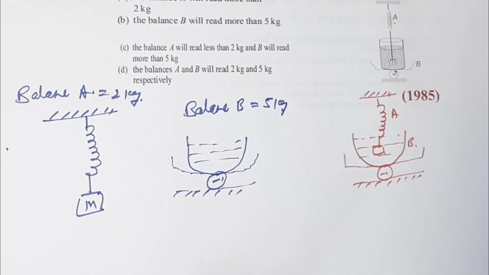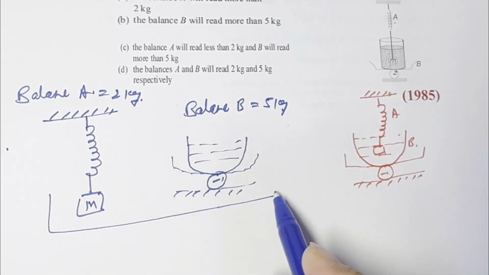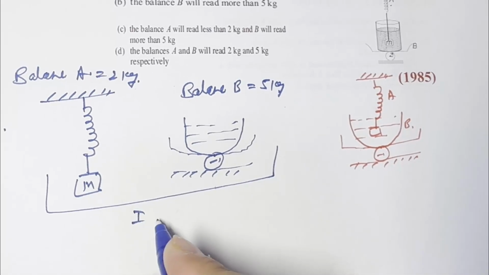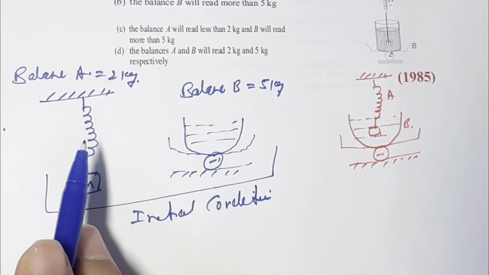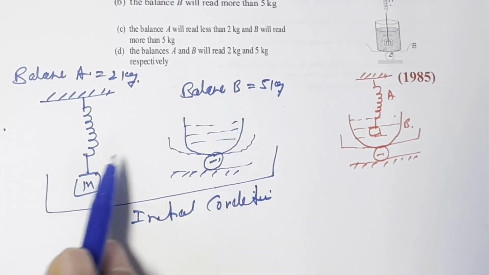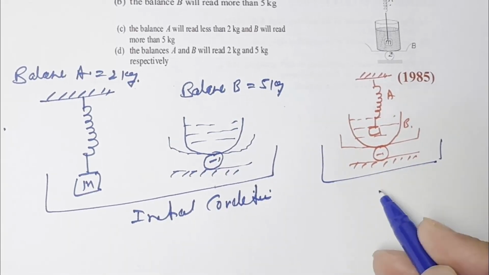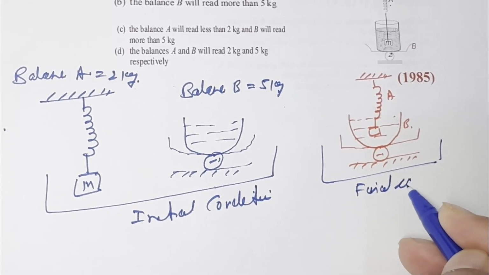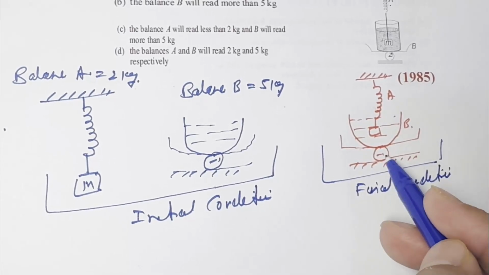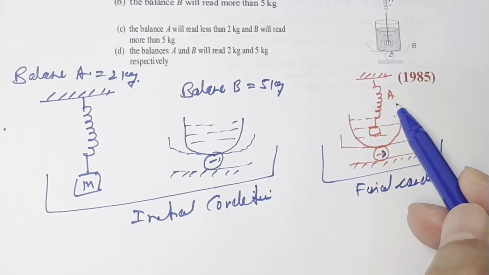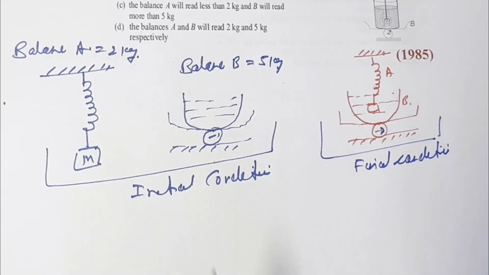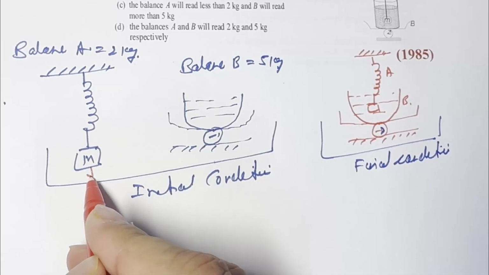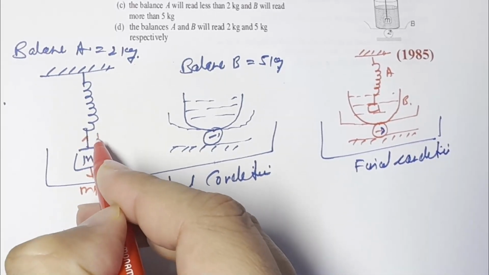So we can divide it into two parts. Let us call this the initial condition, where the spring balance A and balance B measure the value independently, and this is the final condition, where this balance measures the combined effect of balance A as well as balance B. So herein there will be mg in the downward direction, and upward there will be tension T.